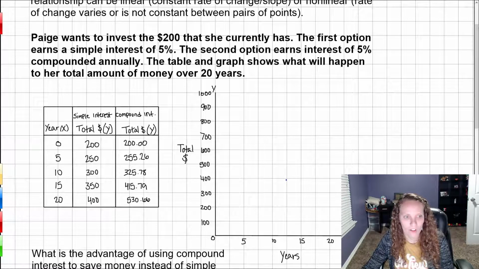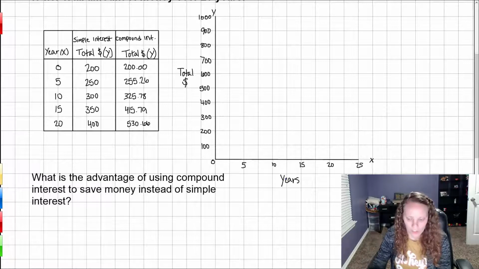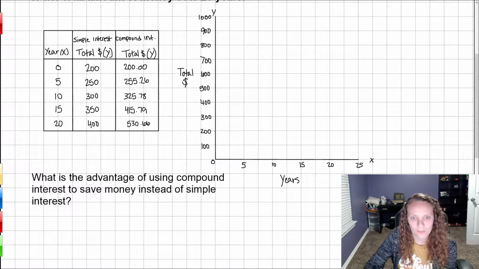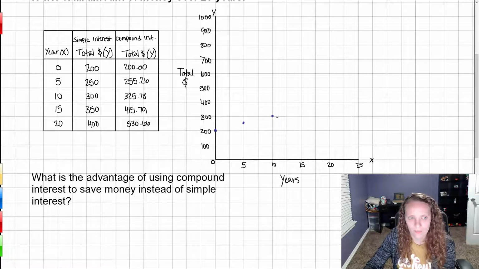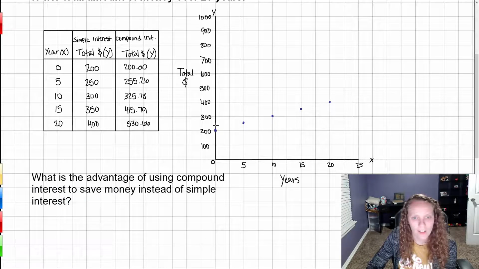I don't see any points on the graph, so we're going to go ahead and plot the points that we see from the table. So starting with the simple interest, at 0 years, she's starting with $200. At 5 years, $250. 10, $300. 15, $350. 20, $400. Okay, if you notice, in general, these points do make a straight line.